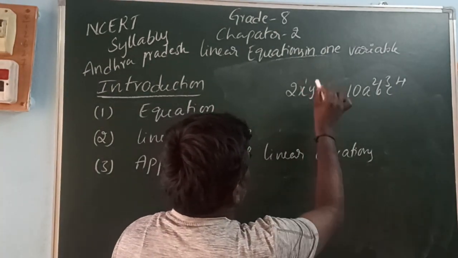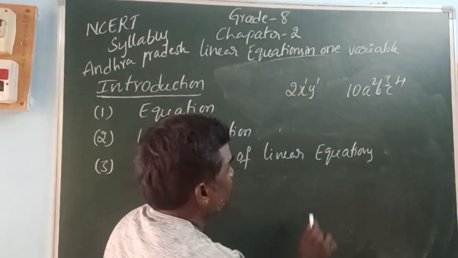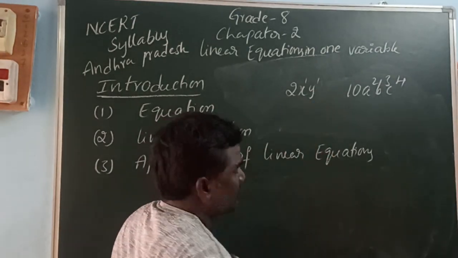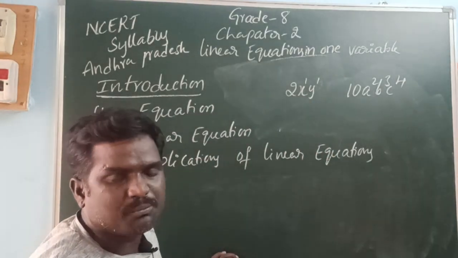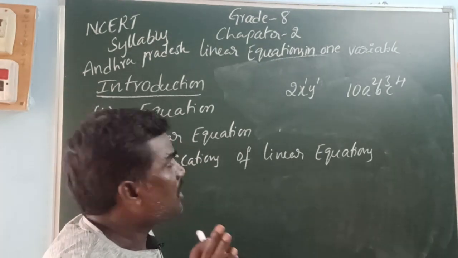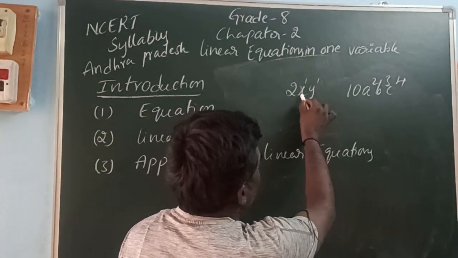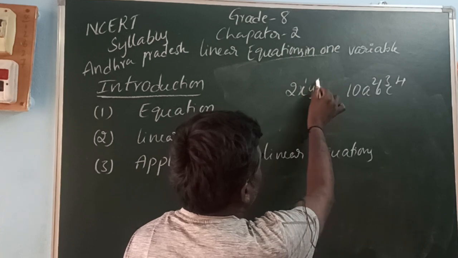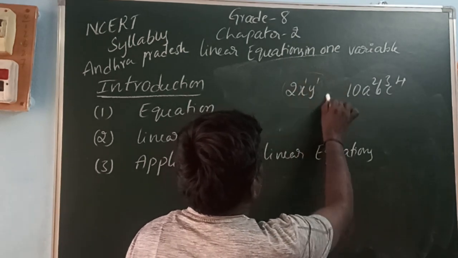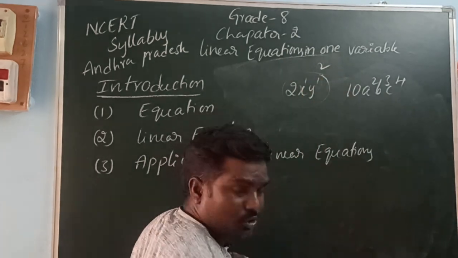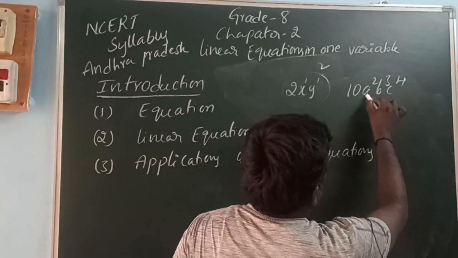Here, x power is how much? 1. y power is how much? 1. So, the sum of powers of variables is called degree. Here, how many variables are there? 2 variables. x power is 1, y power is 1. 1 plus 1, 2. So, this term's degree is how much? 2.